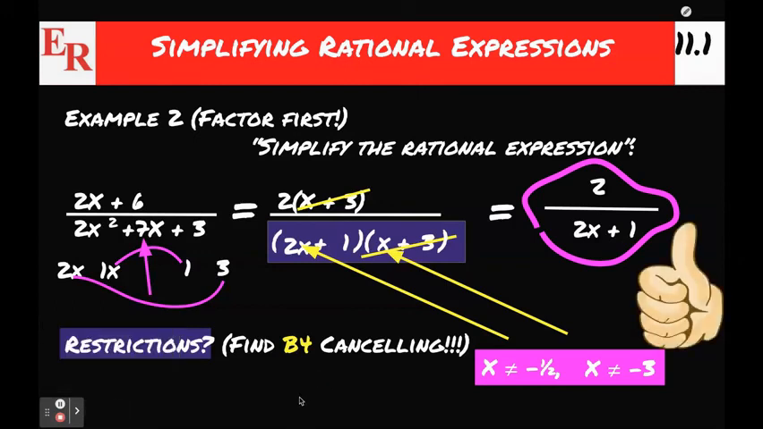So the process is we factor the top, we factor the bottom, we write down our restrictions, then we cancel, and then we circle our answer.